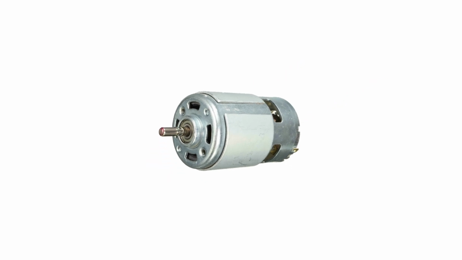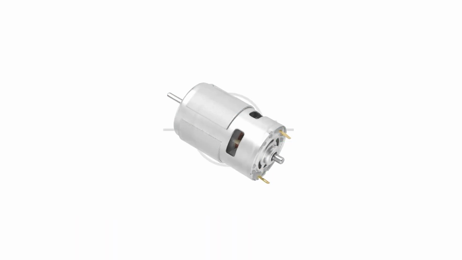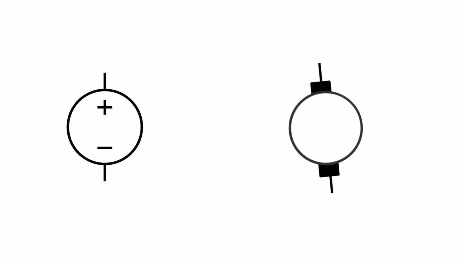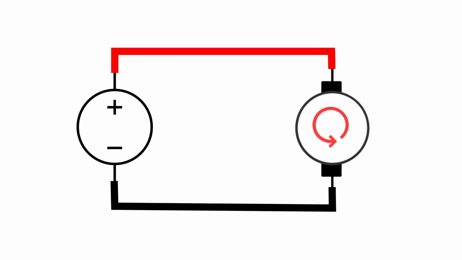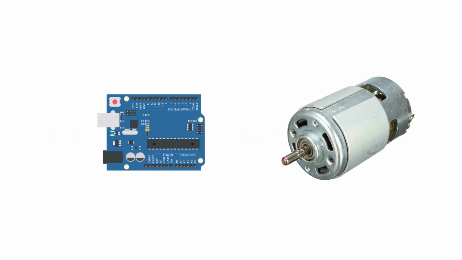The most common motors you will likely encounter are DC brushed motors, which can be identified by their two power connections. Getting this type of motor to spin can be done by directly connecting them to a battery. And if you flip the polarity, it will spin in the opposite direction. Sounds simple enough. I want to control this motor with a microcontroller like an Arduino.